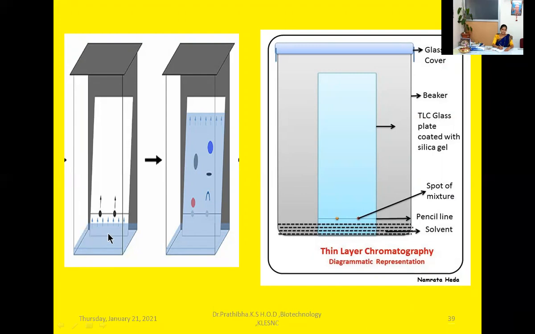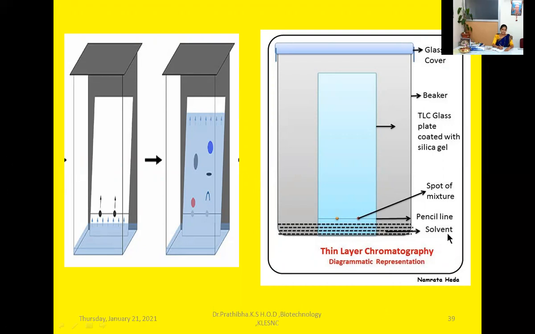Within the container I have put the solvent, and then I have placed the glass plate with the silica gel, also coated with some sample. I have loaded the sample here. Once you place it in this container, the solvent starts diffusing through the silica gel. Once the solvent reaches up to here, you need to stop the reaction. You need to take out the glass plate and dry it.